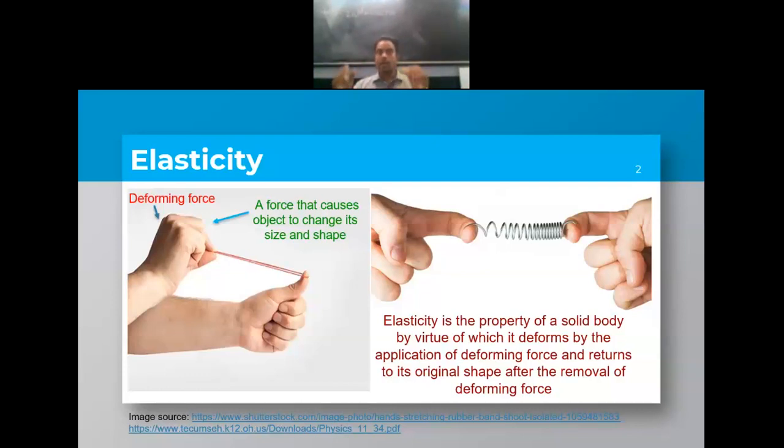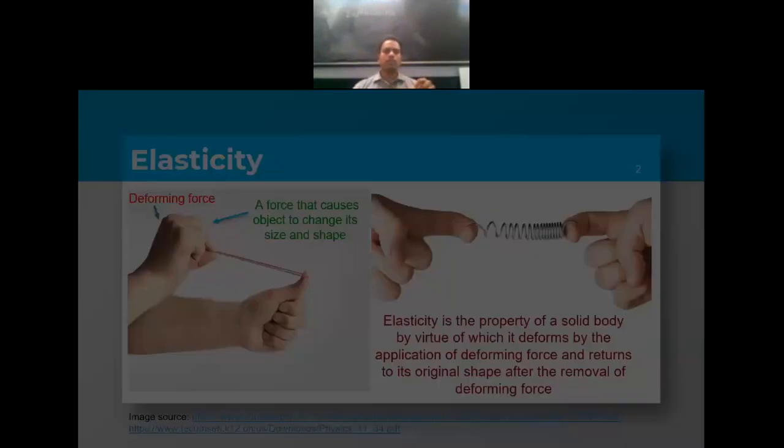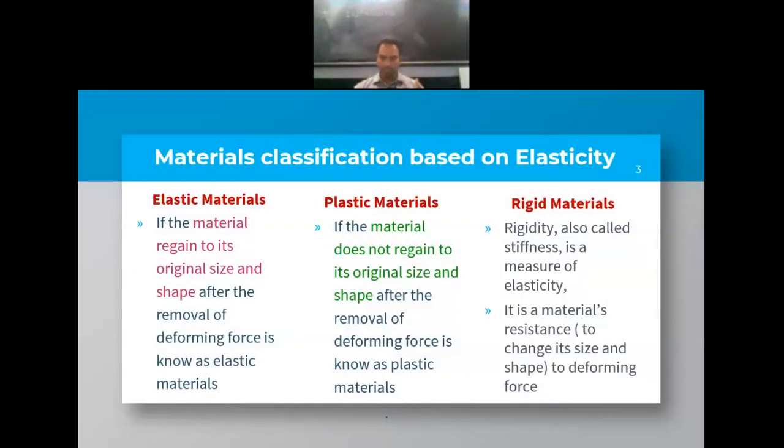Elasticity is totally different from flexibility. Please do not confuse flexibility and elasticity. Flexibility is how flexible something is, which means how much it gets expanded. But elasticity is the tendency of the material to regain its original size and shape. If I just pull this rubber band, it exerts a restoring force, trying to restore its original size and shape. If I leave the force, it goes back to its original size and shape. So that is what elasticity is.